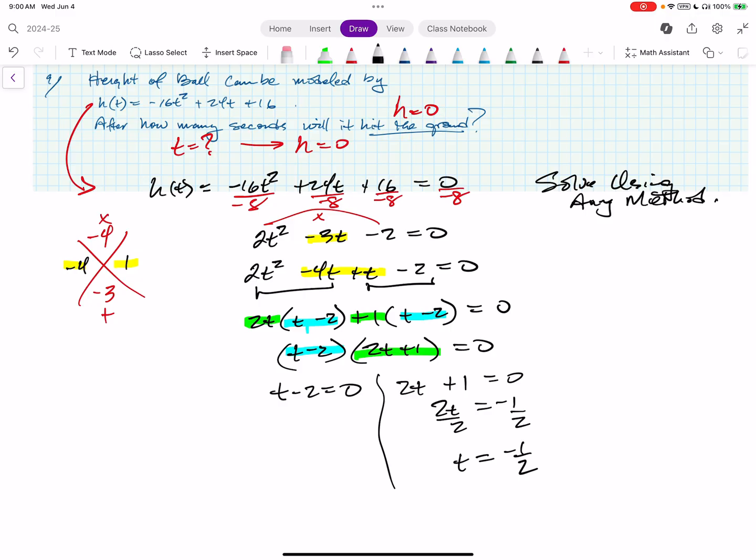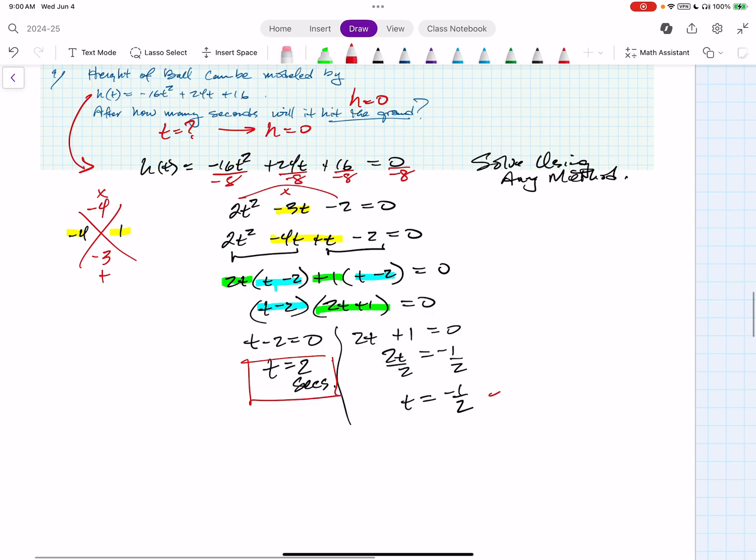Now, time cannot be negative, so over here on the left, you get 2 seconds. That sounds pretty good. Here, time can't be negative, so this is not a good answer. It's called extraneous. You get an answer, but it doesn't make sense in the context of the problem because time can't be negative. All right. And there we go.